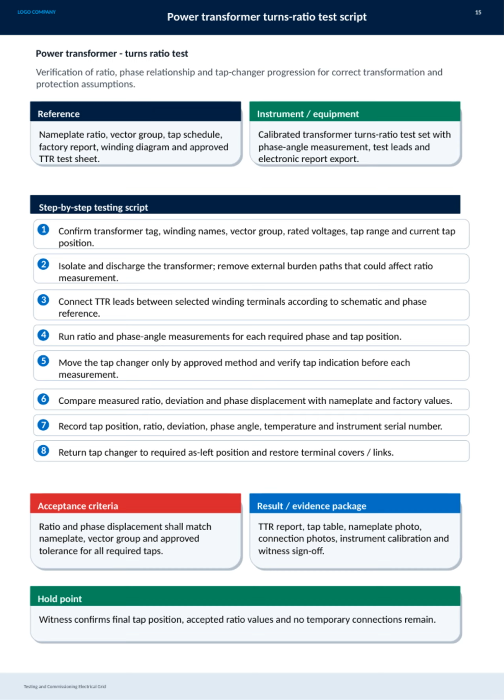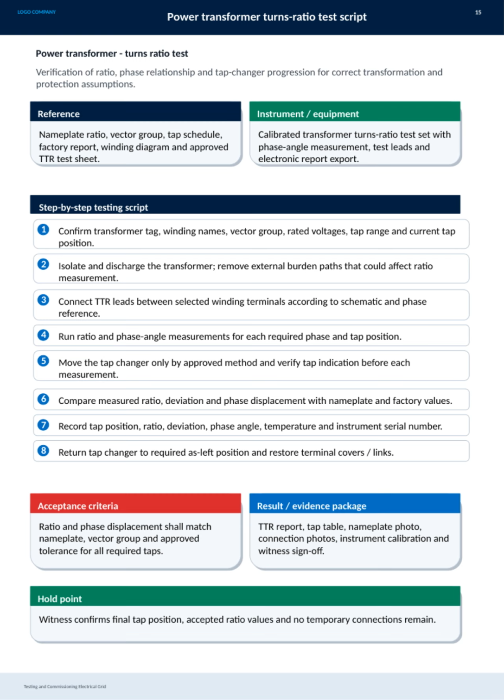Once connected, we run the ratio and phase angle measurements for each phase and tap position. Importantly, tap changers should only be moved using an approved method, and the tap indication must be verified before every measurement. We then compare measured ratios, deviations, and phase displacements with the nameplate and factory values. All relevant data, tap position, ratio, deviation, phase angle, temperature, and instrument serial number, must be recorded carefully.